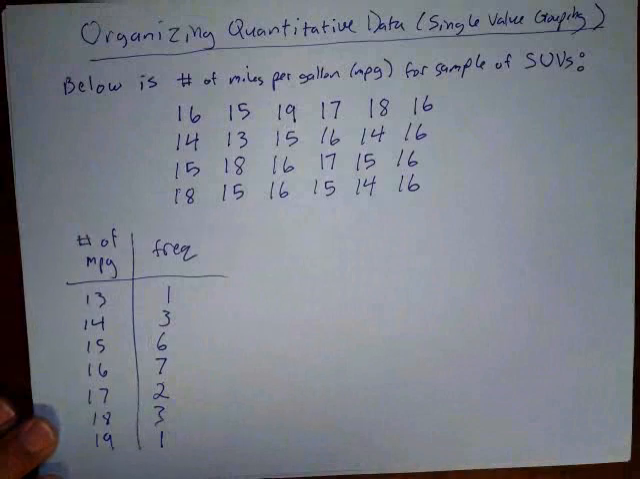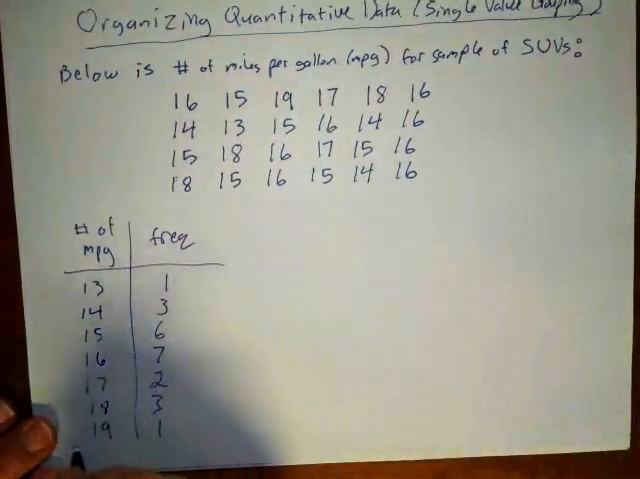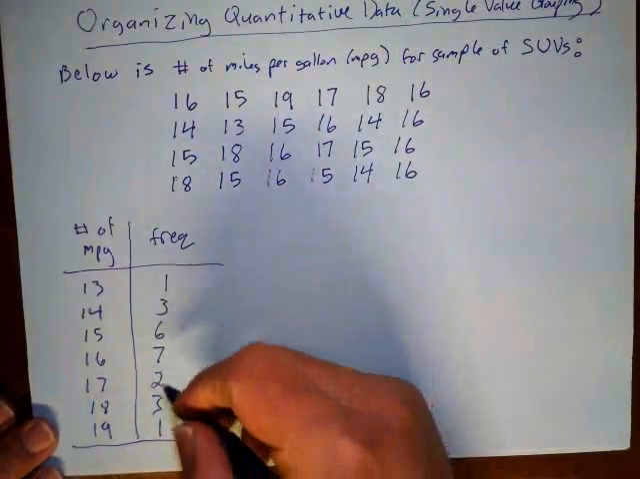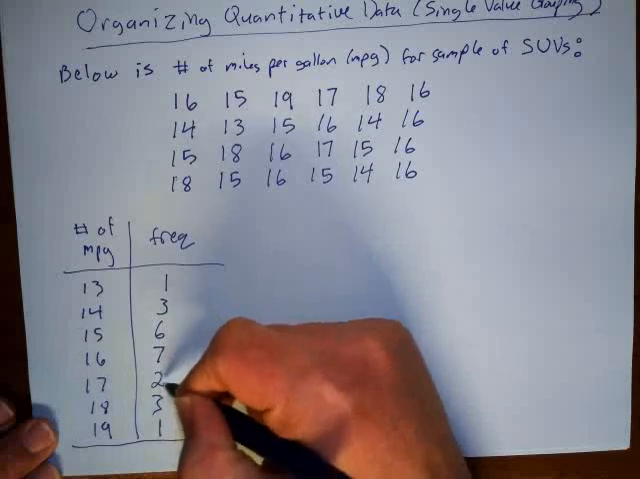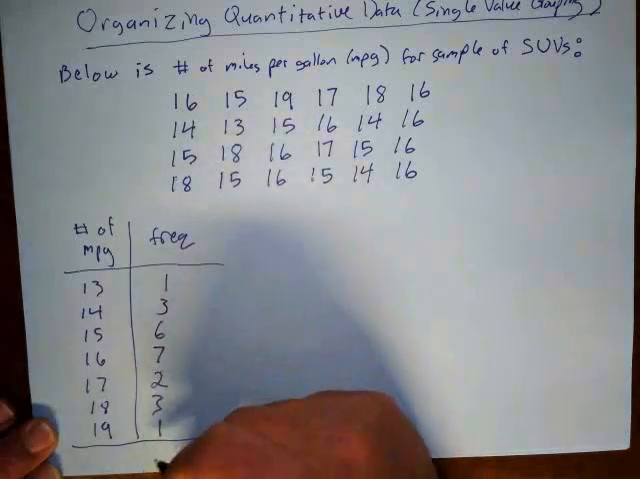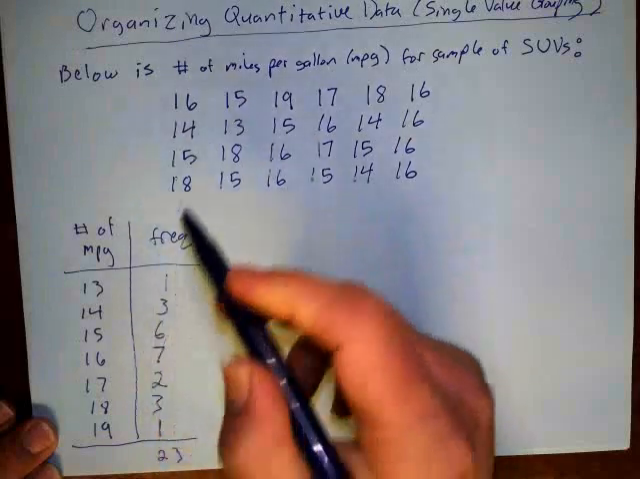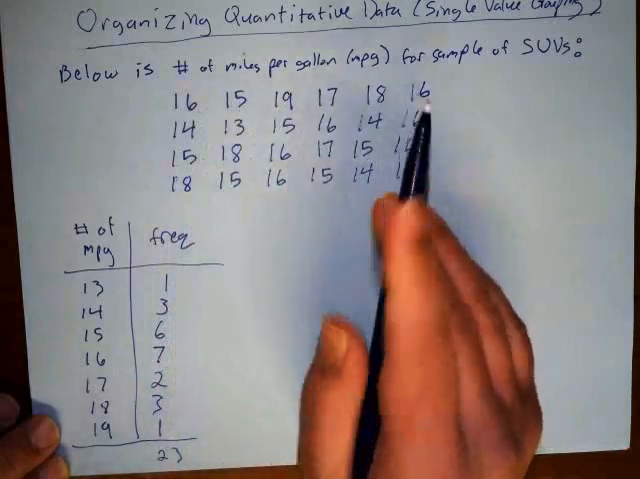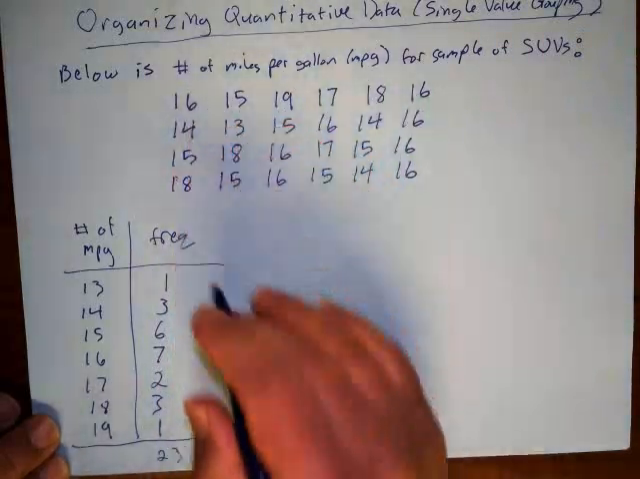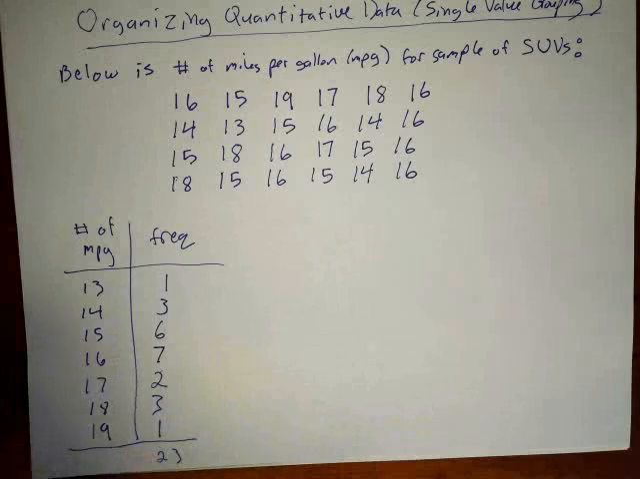Okay, now what should I do, just to make sure I didn't miss any values? That's right, I should add these up. So there's 4, that would be 10, 17, 22, 23. Is that what I got here? That's not good. It shouldn't be 23. It should be 24. Oh no, that means I missed one.